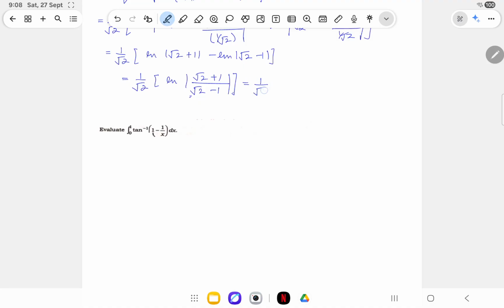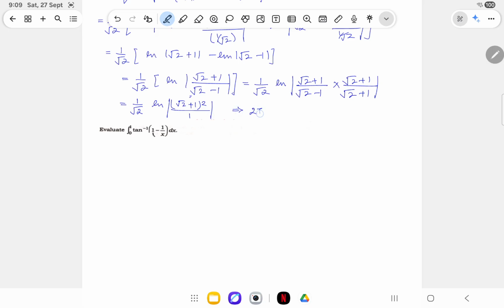So it will be 1 by root 2 ln (root 2 plus 1) divided by (root 2 minus 1) into (root 2 plus 1). So we just multiplied and divided by root 2 plus 1. So this will basically be equal to 1 by root 2 ln (root 2 plus 1) square divided by, we can use here (a minus b) into (a plus b) equals a square minus b square. So it will be 2 minus 1, that is 1.